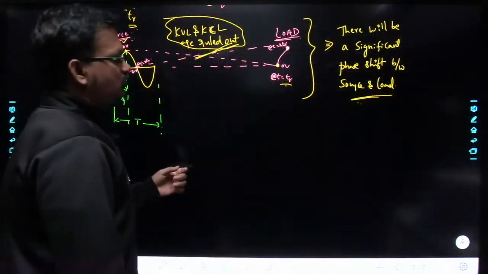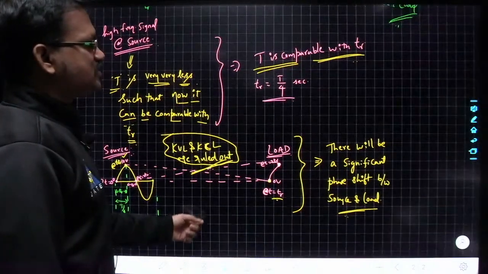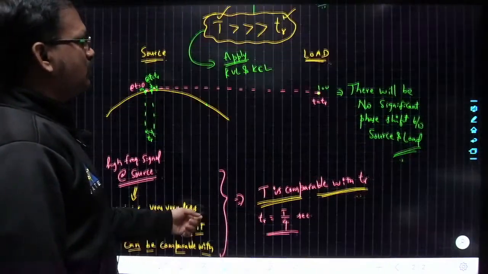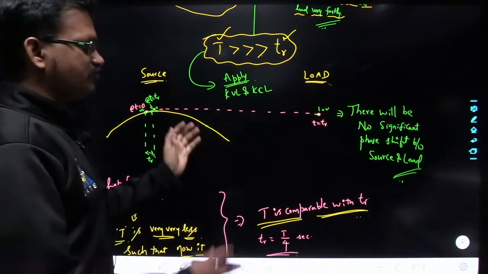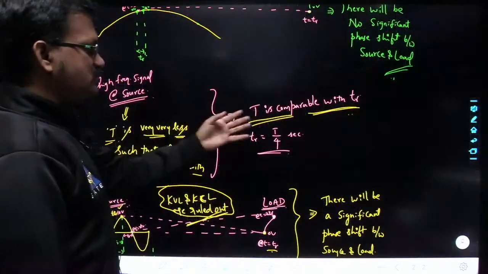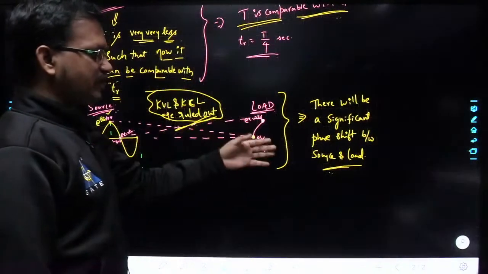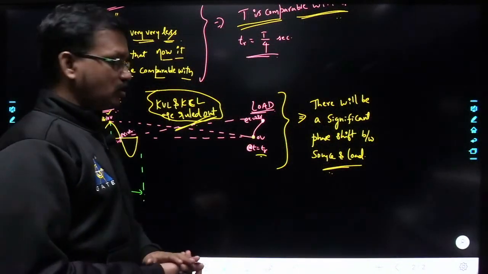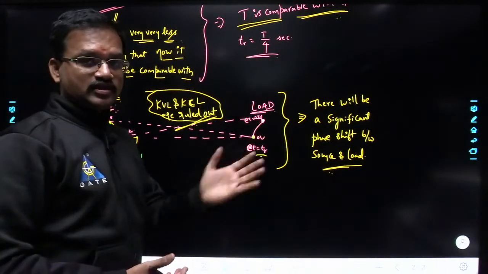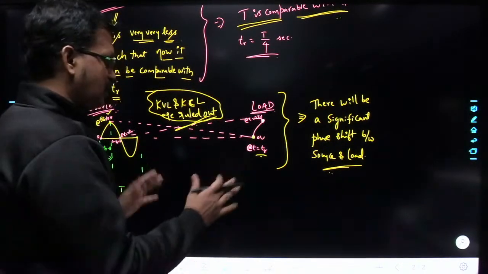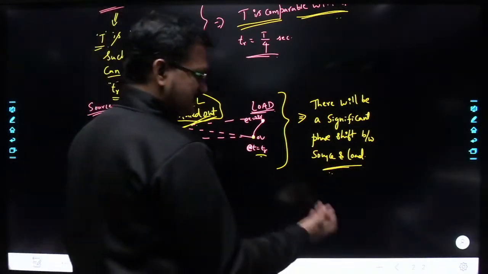So here I have just told that whenever T is far greater than TR, there will be no significant phase shift between source and load, and whenever T is comparable to TR, there will be a significant phase shift between source and load. Yes or no? And hence here KVL and KCL are ruled out. In the previous case, KVL and KCL are valid. All these things I have explained. Now we will see these things in some more detail here.